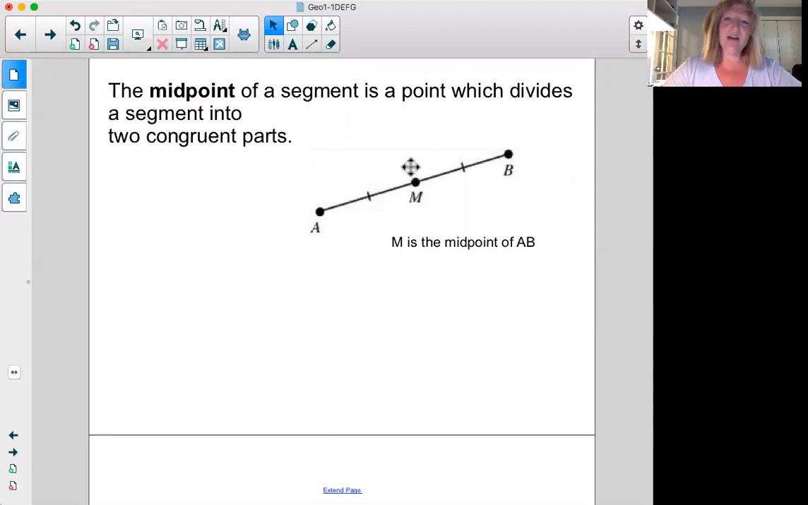And here we have M as the midpoint. The reason we know it is because we remember the scratch marks mean congruency. So these scratch marks being the same tell me that AM is congruent to MB, and therefore M is the midpoint of AB.